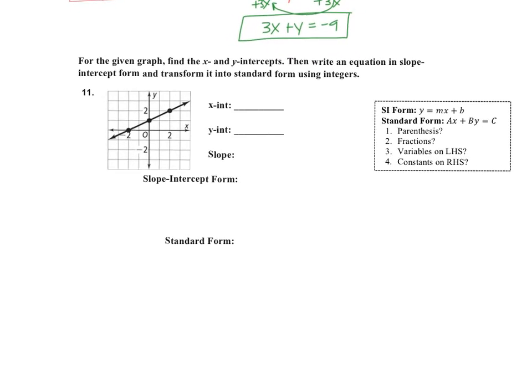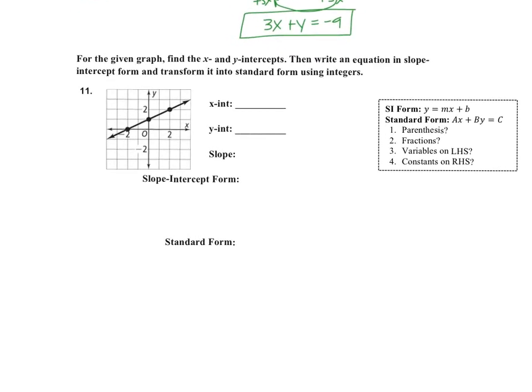This says find the x and y intercepts, then write it in slope-intercept form, and then turn it into standard form. Okay, so it's a little bit of all that we've done all wrapped up together. So an x-intercept, where does it hit your x-axis? What's that point right there? So our x-intercept is negative 2. Our y-intercept right here is 1. And then you can just count the slope. The slope is up 1 over 2, so 1/2 is our slope.